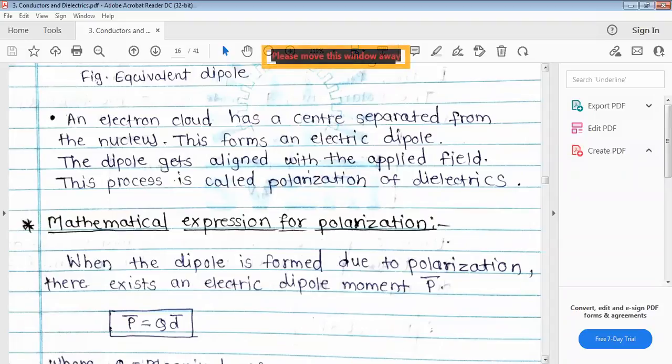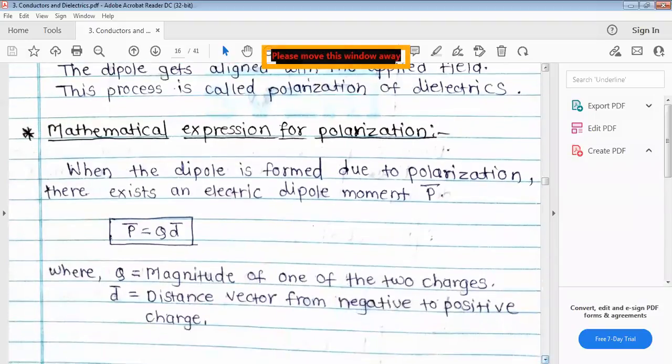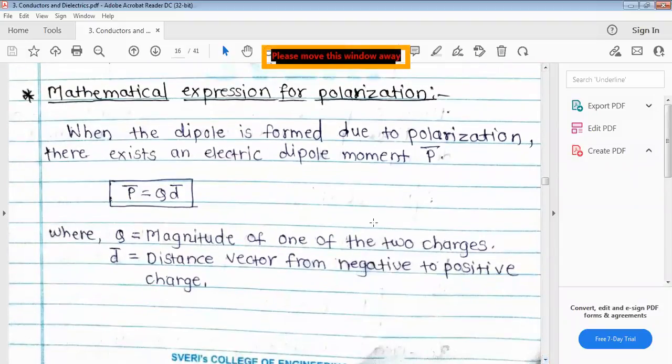Now, the next point is the mathematical expression for polarization. Actually, we studied this polarization. When the dipole is formed due to polarization, there exists an electric dipole moment. We have seen the dipole and electric dipole moment equations when we studied the second chapter: electric dipole and electric dipole moment.